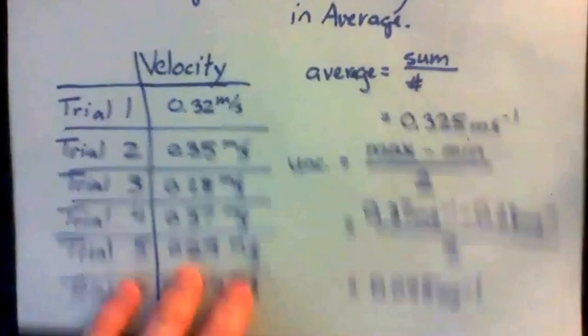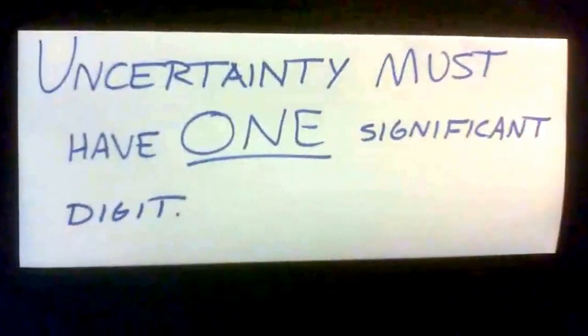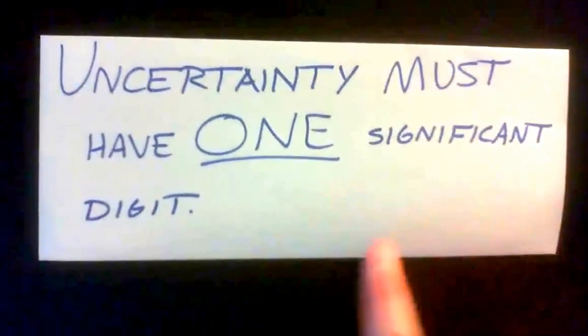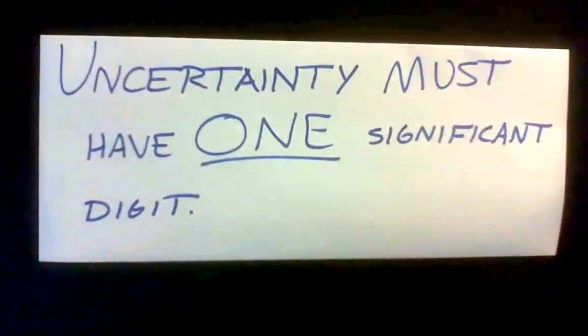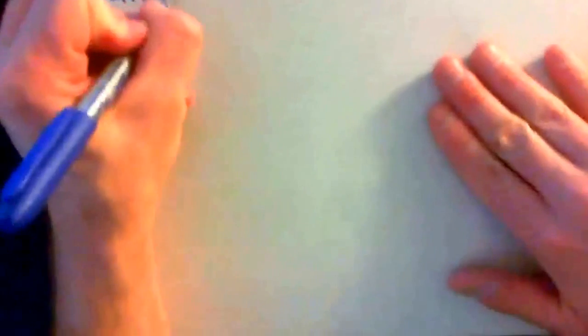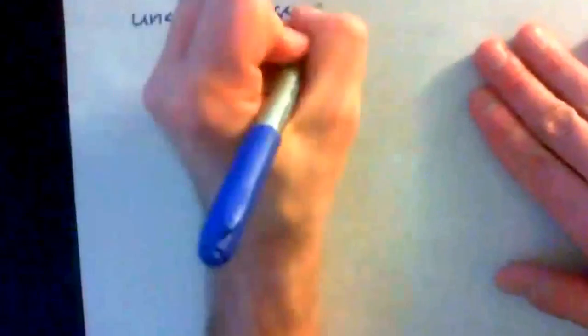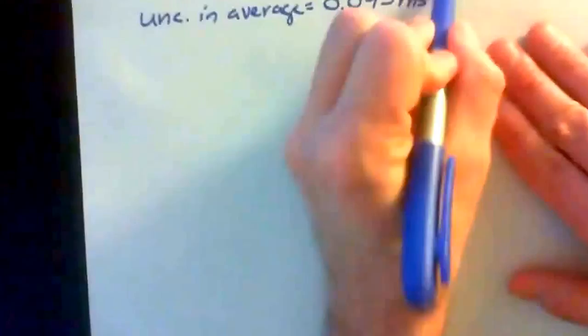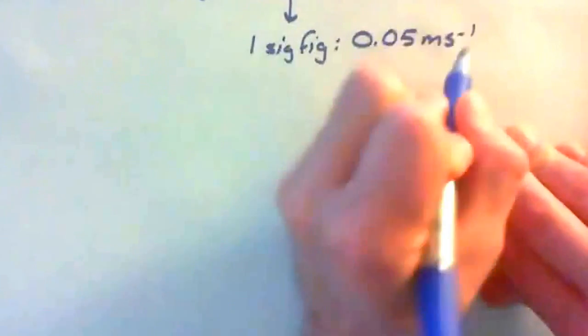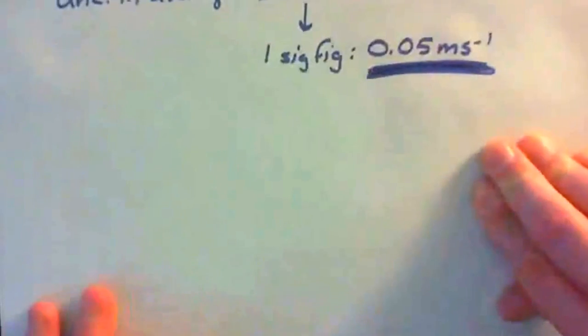And the first one is your uncertainty can only have 1 significant digit. Your uncertainty can only have 1 significant digit. So this uncertainty, 0.045 meters per second, that can't be. You need to take that down to 1 significant digit. So that becomes 0.05 meters per second. That is now your uncertainty. Okay, not so bad, right? We have an uncertainty and we have an average.